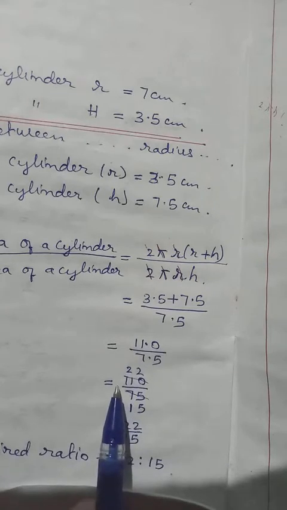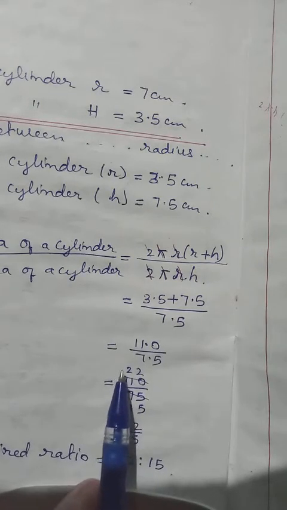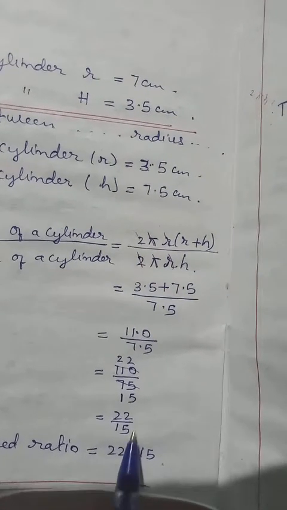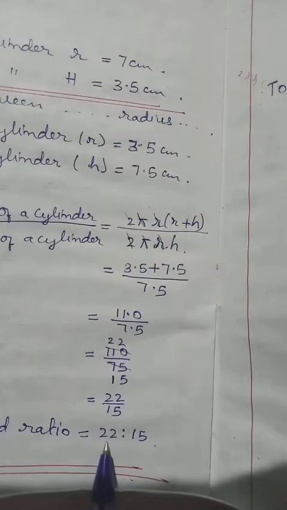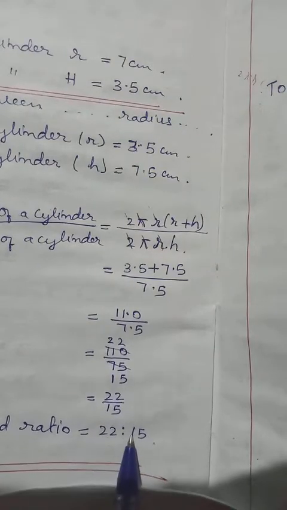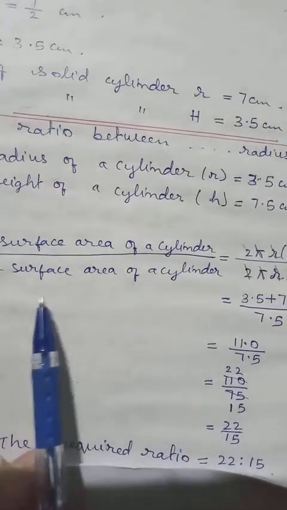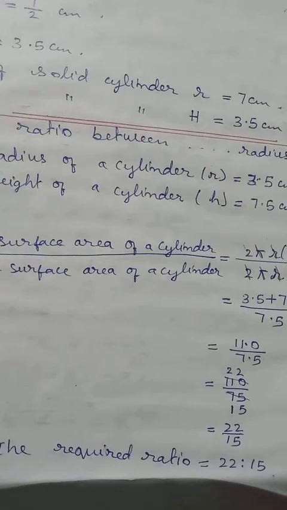We can cancel with 5. 5 into 22 is 110, 5 into 15 is 75. Okay, so the required ratio will be 22:15. That means the ratio of the total surface area of cylinder to the curved surface area.